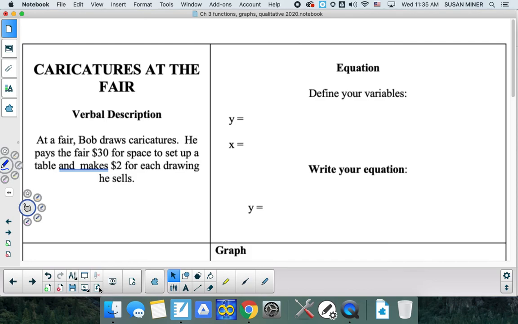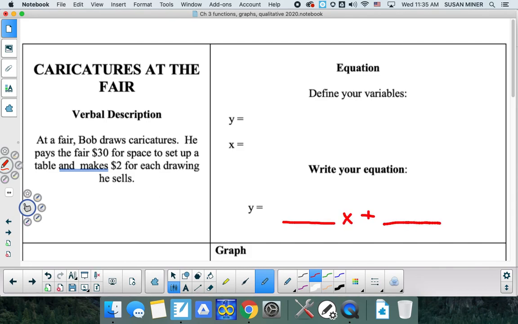So the first thing that I always want to do is set up my equation. Y equals blank x plus blank, right? And I'm reading my scenario to figure it out. It says, at the fair, Bob draws caricatures. He pays the fair $30 for a space to set up, and he makes $2 for each drawing he sells.